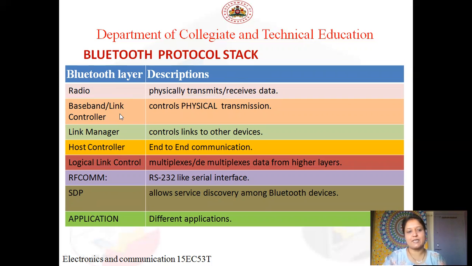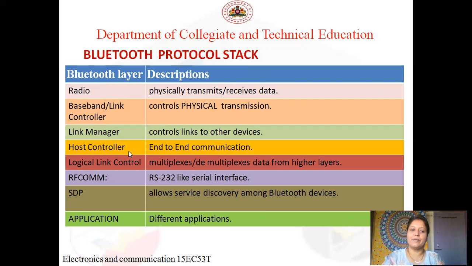Next is the baseband and the link controller. What are the jobs of those? They control the physical transmission of the data. They make the physical transmission of the data possible. The link manager controls the link to the other devices, meaning establishing the link for the transmission of the data, and after completion releasing the links. All of this establishing, maintaining and releasing of the links is done by the link manager.